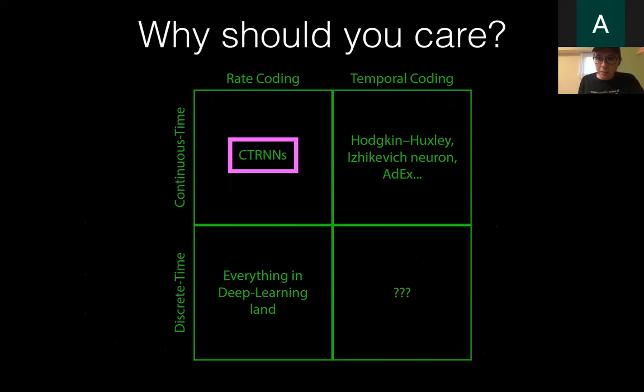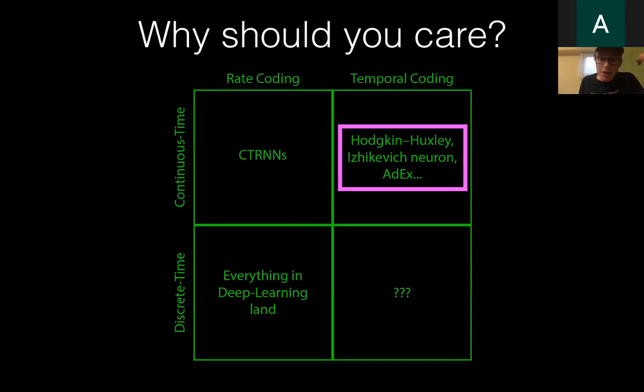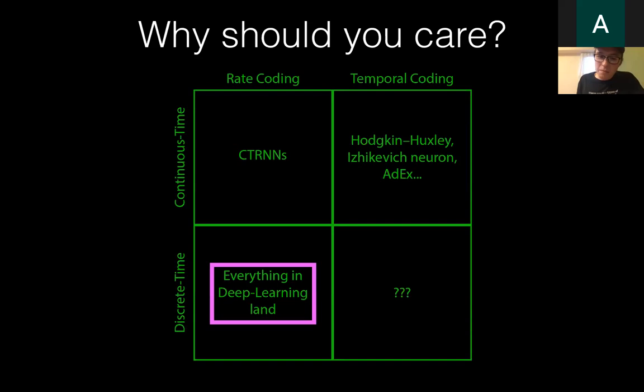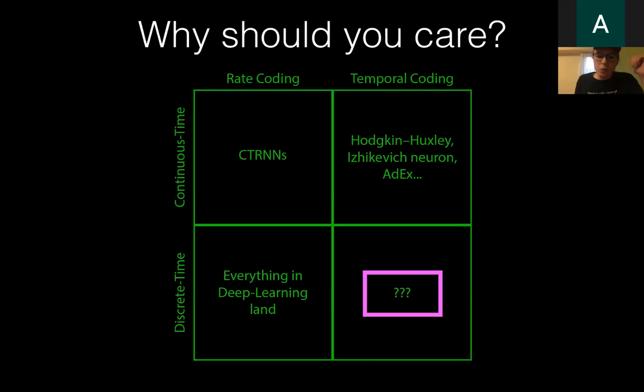So exemplars from these categories include CTRNNs from the continuous time rate coding camp. You've got your biophysical models falling into the continuous time temporal coding camp. At least these systems can encode time as spikes temporally. You've got discrete time rate coded models, like deep learning. Everything in deep learning falls into this camp. Rate coding I put in scare quotes because you could have negative values, but the philosophical motivation is sort of rate coded.